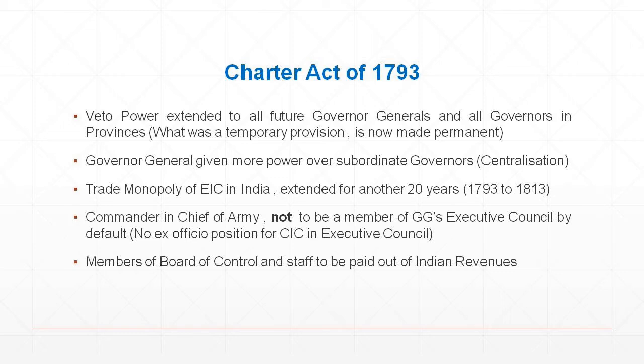So, what are the important features of this Charter Act of 1793? One important feature was the increase in power of the Governor General of Bengal, and the Governor General could override the decisions of his council. Another was the extension of the trade monopoly of the East India Company for another 20 years. So, these three things we can say are very important.